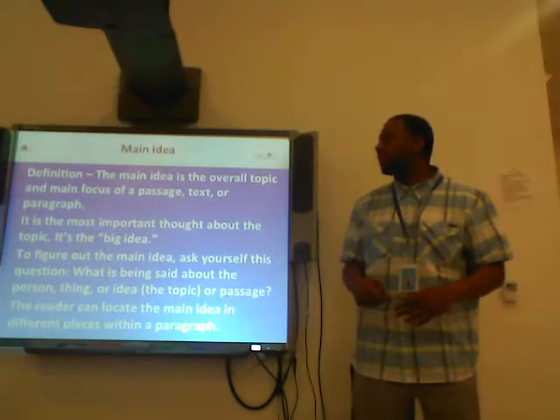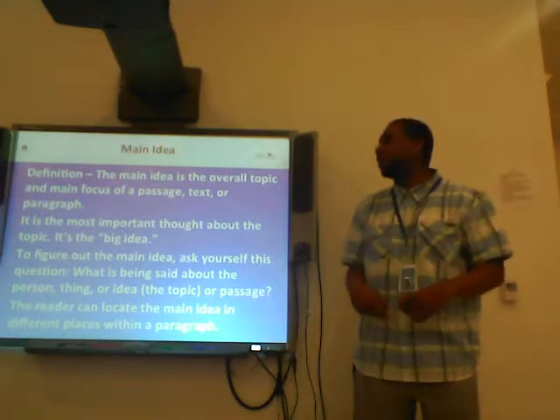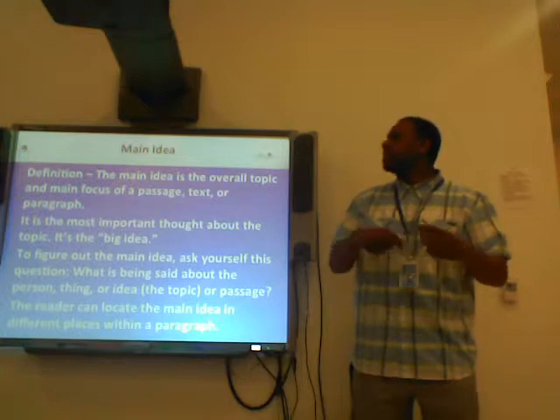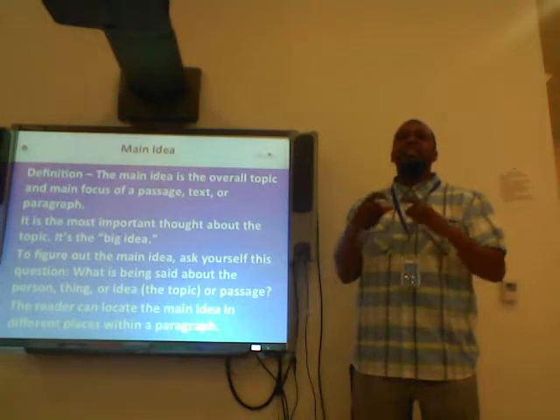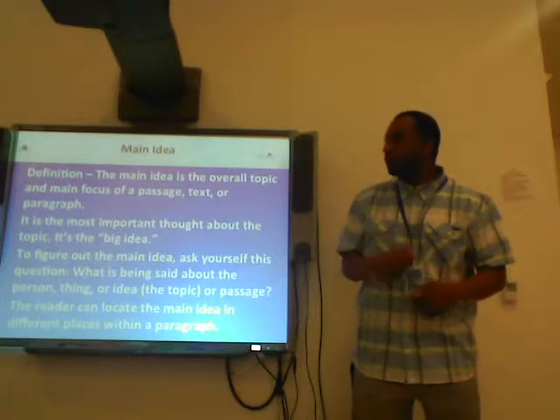And that main idea, of course, can be found in a passage, a text or a story, or just one simple paragraph. Every passage, text, or paragraph has a central point that's focused on the most. Okay? Bullet point number 2.